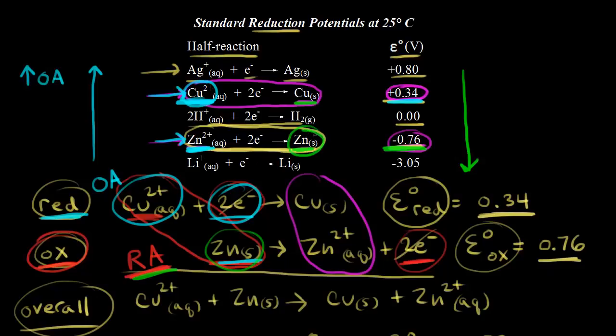So zinc is a stronger reducing agent than copper because, again, looking at the reduction potentials, you know that it's more likely to be oxidized. So going down on your reduction potentials, there is an increased tendency to be oxidized, and therefore increased strength as a reducing agent. If you look at lithium here, lithium is even more negative for the reduction potential. Therefore, this is even more likely to be an oxidation half reaction. So lithium is a stronger reducing agent than zinc.